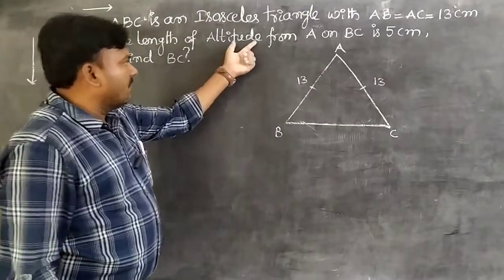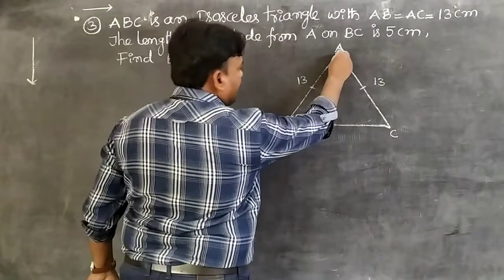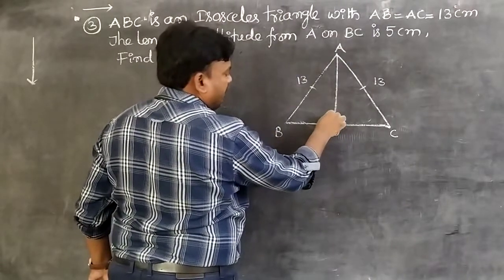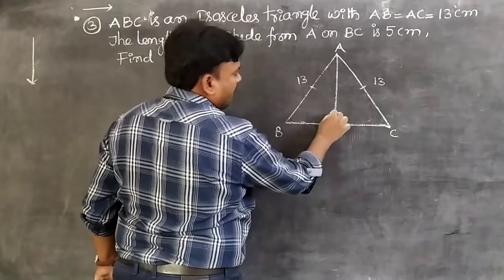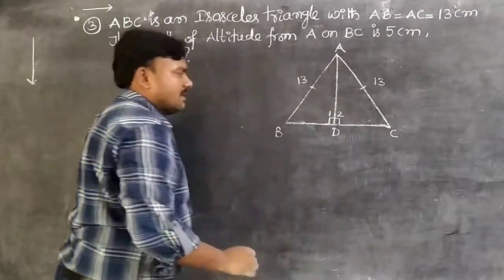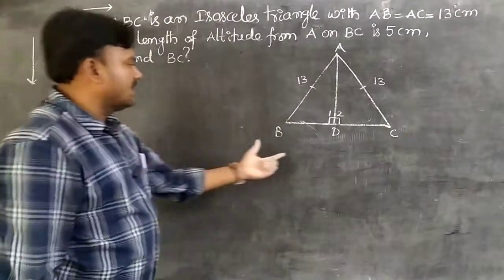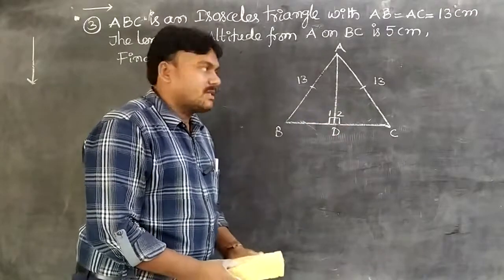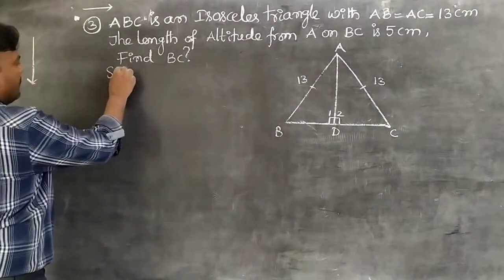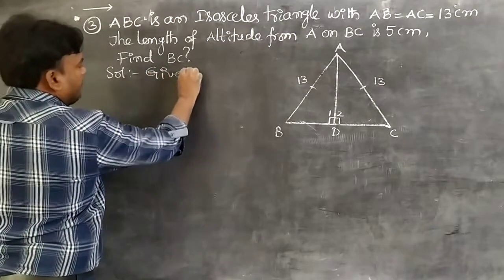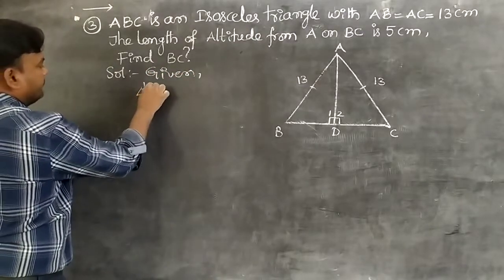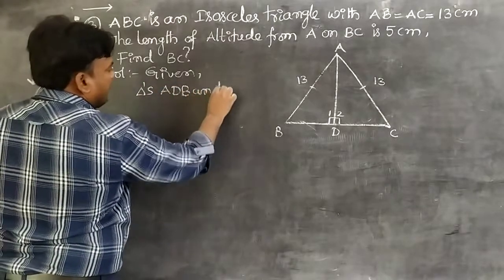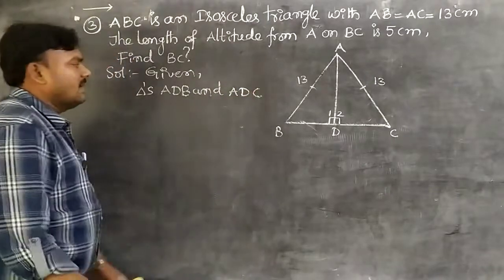Next, the length of the altitude from A on BC. Here AD is an altitude, that means automatically AD is perpendicular to BC. Here we take angle 1, and here angle 2. So what do we find here? Find BC. Observe, we check whether both triangles are congruent or not. From the figure, in the solution, consider triangles ADB and ADC.